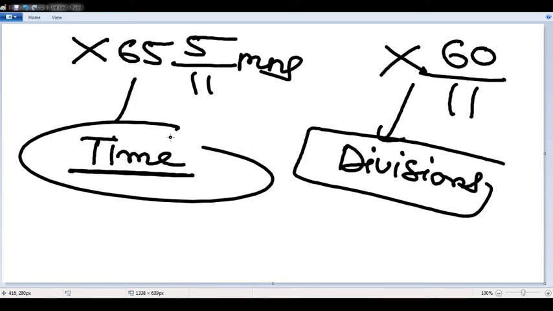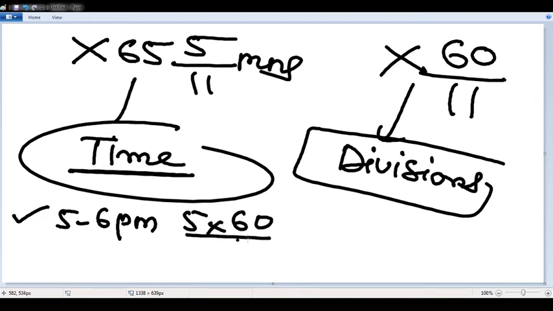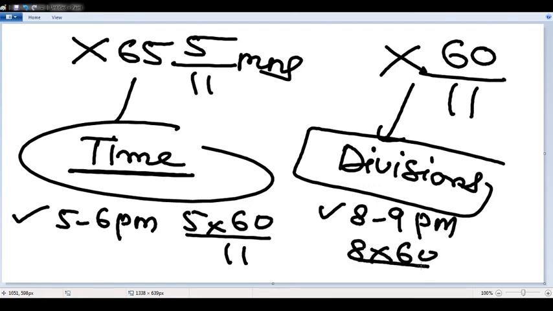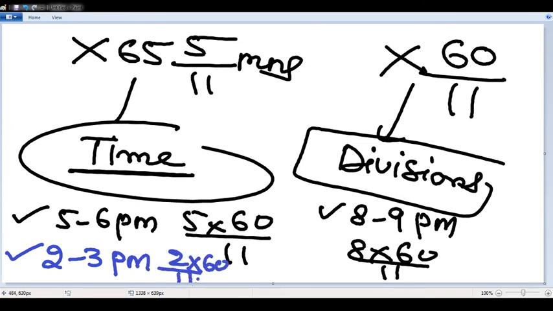You can take any method, directly you will get it. 5 to 6 p.m., the answer is 5 into 60 by 11. 8 to 9 p.m., the answer is 8 into 60 by 11. Any question, directly, single step. 2 to 3 p.m., the answer is nothing but 2 into 60 by 11. If it is 4 to 5 p.m., the answer is 4 into 60 by 11.